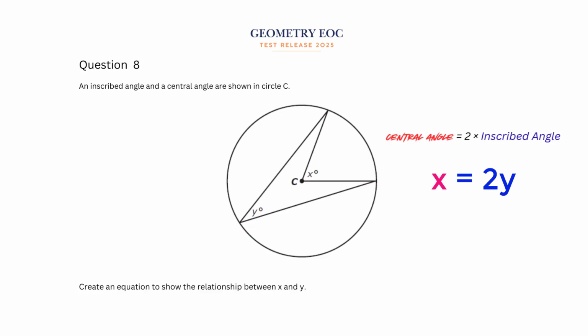Strategy reminder. On the Geometry EOC, any time you see one angle at the center, one angle on the circle, both touching the same arc, you should immediately think central angle is double the inscribed angle. Don't overthink it. This is a recognition problem. Spot it, apply it, and move on.